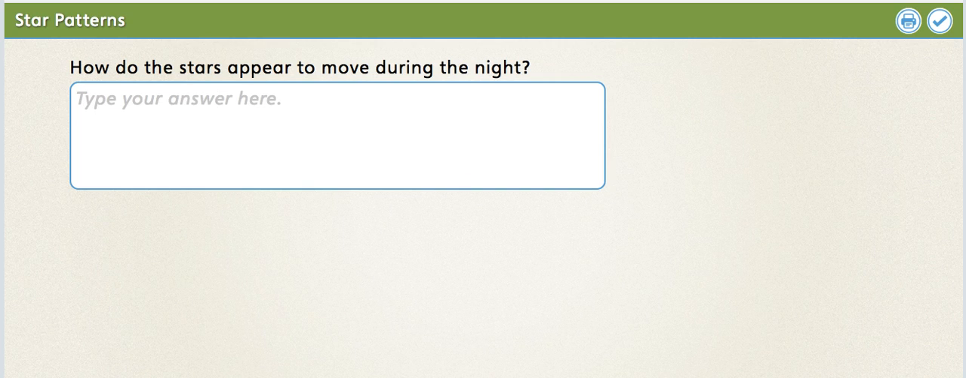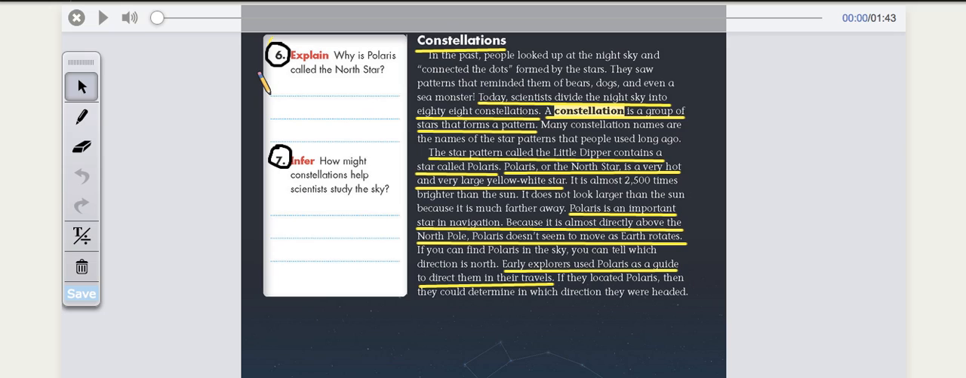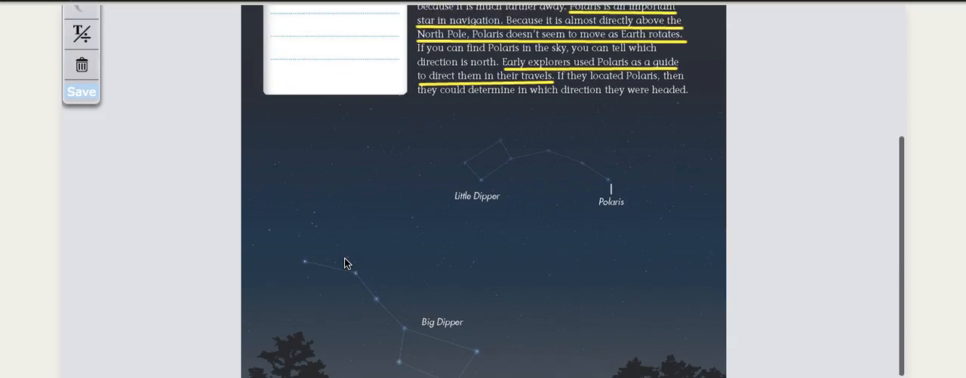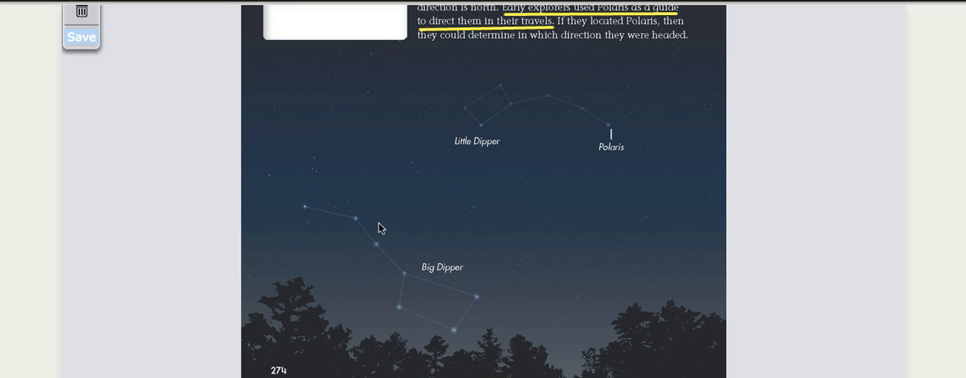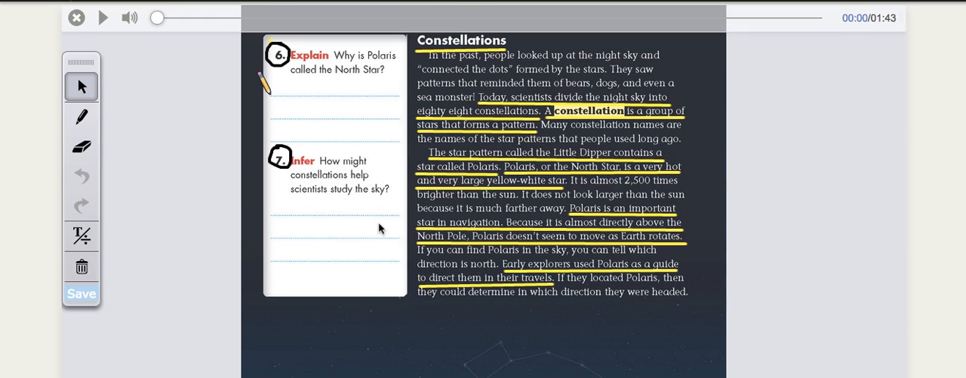After we're done, I want you please to answer this question: how do the stars appear to move during the night? This is in addition to the two questions that I assigned, 6 and 7 in your book, page 274. Once you're done, send your answers please as a message on Classera.